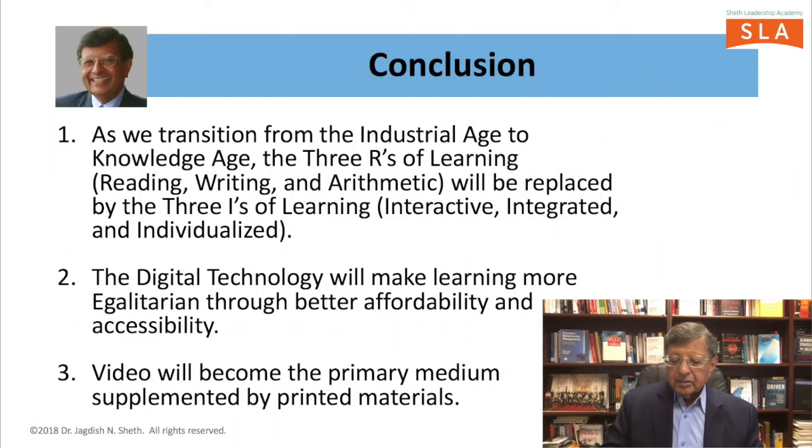So one has to really understand how this technology will transform learning from 3 R's to 3 I's. As we transition from the industrial age to the knowledge age, the 3 R's of learning, reading, writing, and arithmetic, will be replaced by the 3 I's of learning. Learning will be interactive, integrated, and individualized. The digital technology will make learning more egalitarian through better affordability and accessibility.